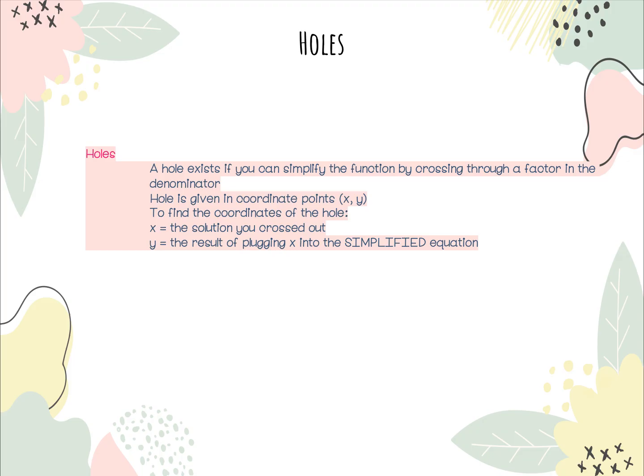What the hole looks like in a graph is it would be like this, and then there's an open spot, and then it goes. So it would appear that there's a vertical asymptote there, but it's not. It's not a vertical line that doesn't cross. It's just one specific value that would make your equation not true, not exist.